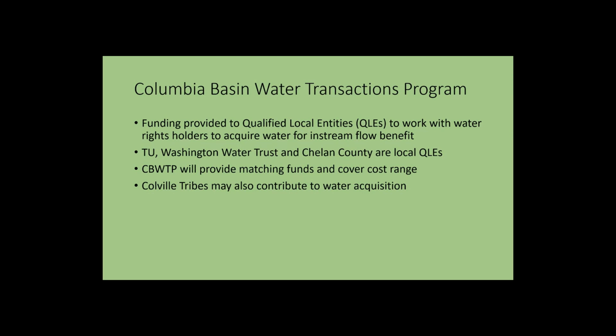We have had some preliminary discussions with the Colville Tribes on water acquisition as well, and it's possible that they might consider participating in the Icicle Peshastin project and maybe the Chihuahua Clear Creek acquisition as well. So we've been talking with Matt Young.